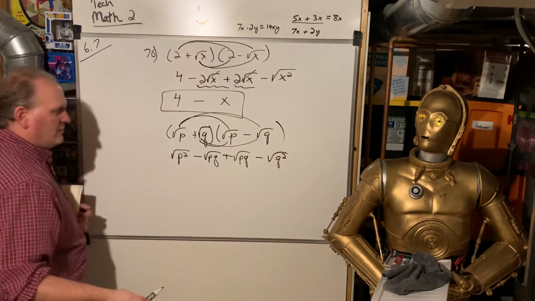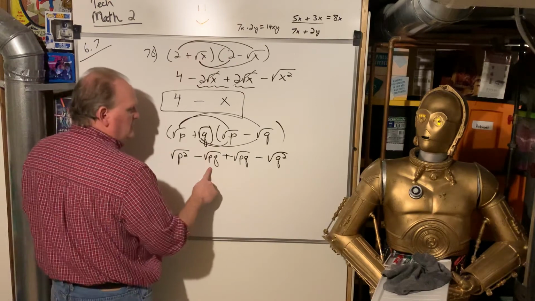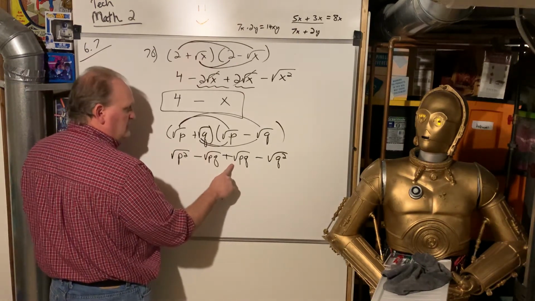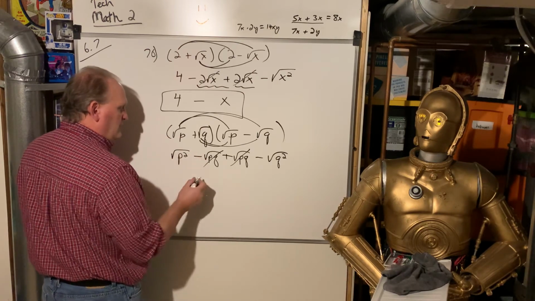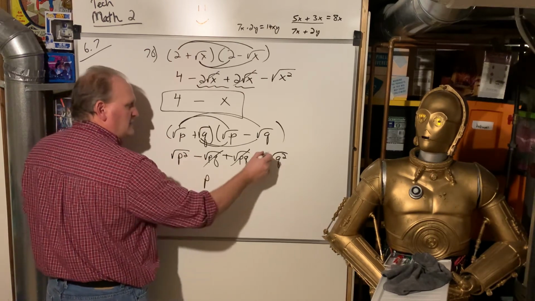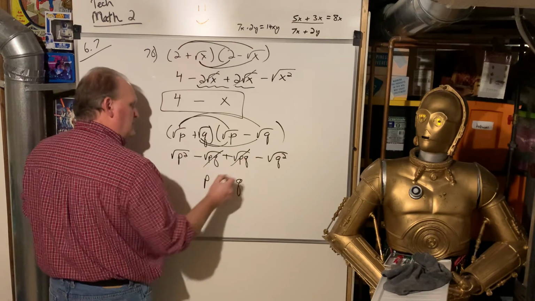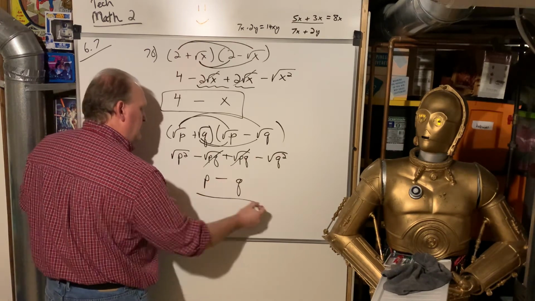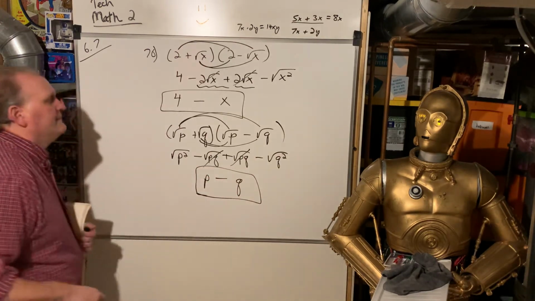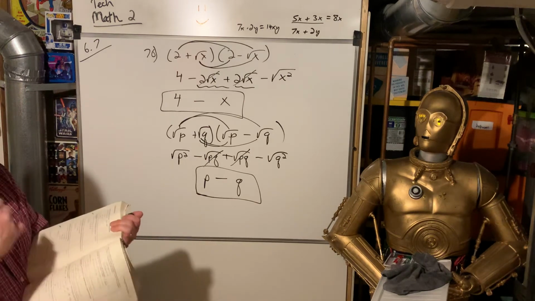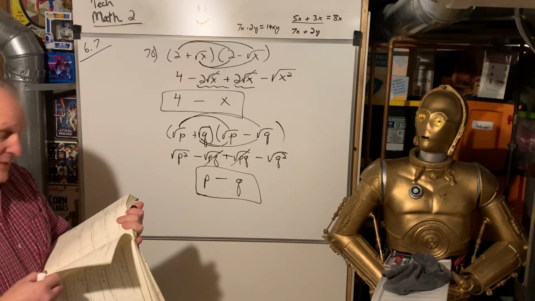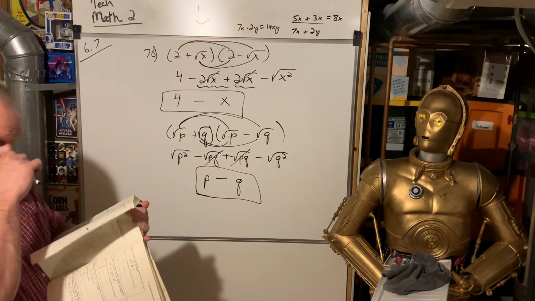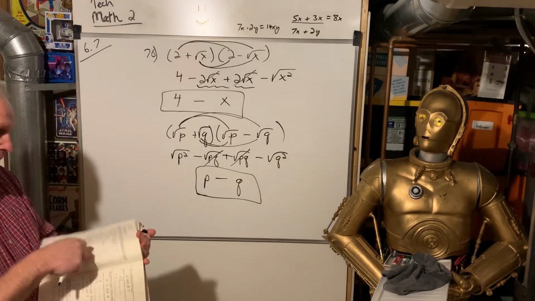And now again, look at what happens. I have negative square root of pq plus square root of pq. So those cancel away to 0. And the square root of p squared is p, and the square root of q squared is q, and there's still a big fat minus in between. And that's it. So when you're working with conjugates, the middle term will always, always, always cancel away.